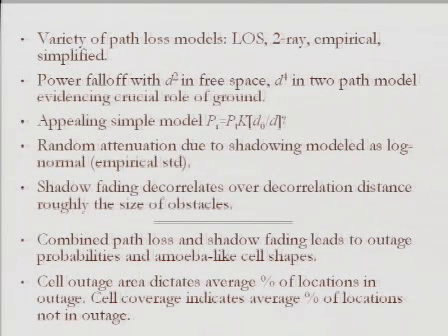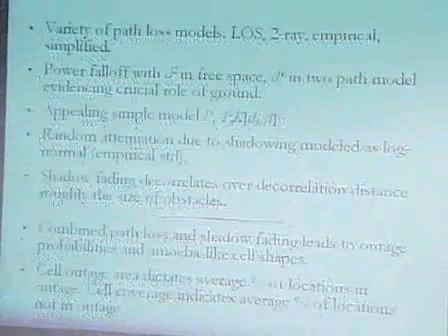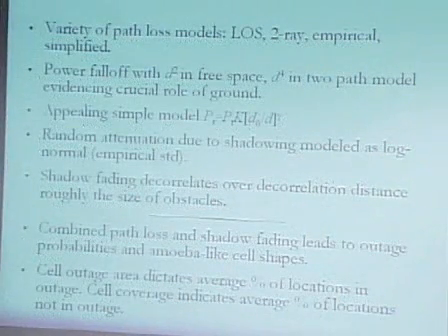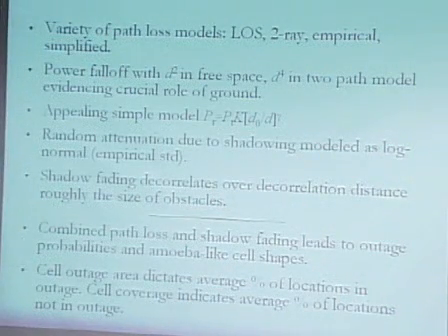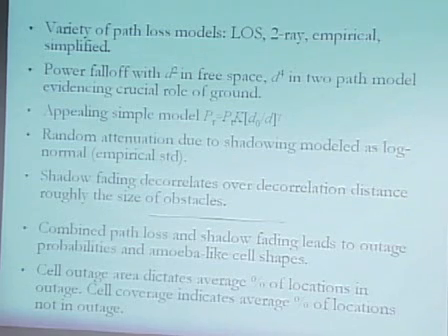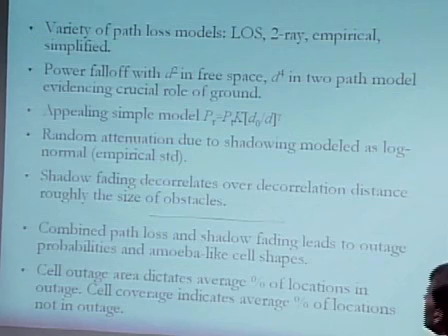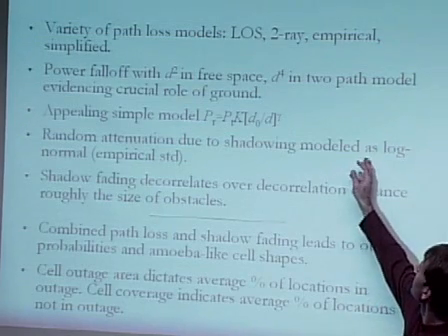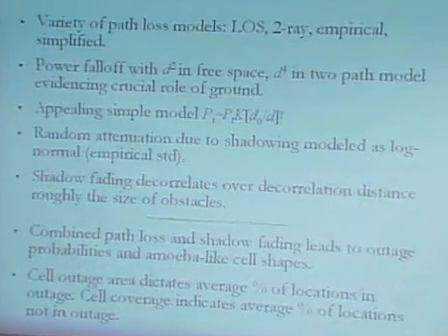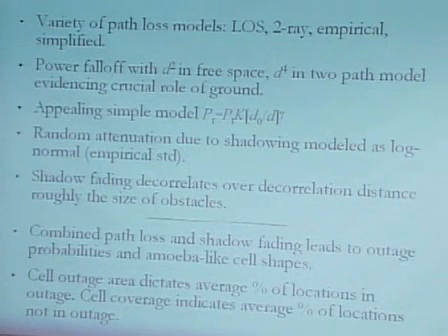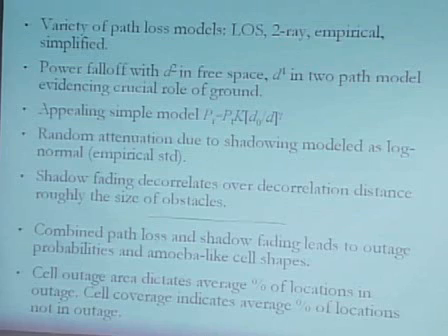The simplified model, as I just told you, is simply given by k times d0 over d to the gamma. So k is the intercept at distance d0, and gamma is the exponent. As I already said, the random attenuation due to shadow fading can be modeled typically as a log-normal random variable. And we saw that there is a plausible explanation of why it's log-normal that comes from the Central-Limit theorem.